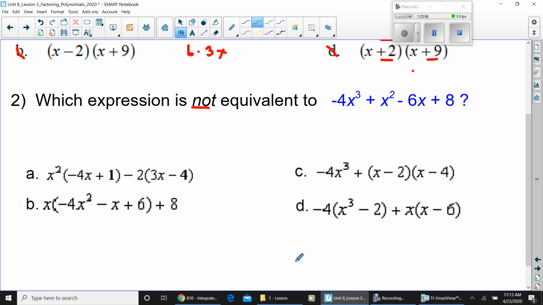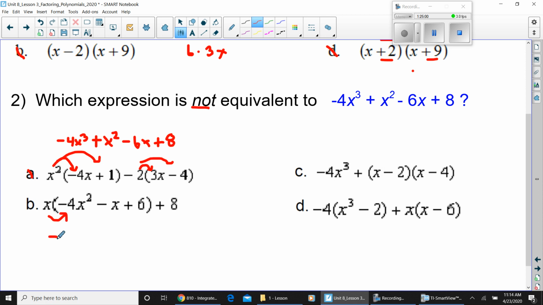So very tricky problem. Which expression is not equivalent to this mess? So I am just going to take the first one and start distributing. So which one's not equivalent? So you have negative 4x to the third, right? And then you have the x squared. And then you have negative, all right, and then you do distributive property, negative 6x. And then this is positive 8. That looks exactly the same. This one is good, so that's out.